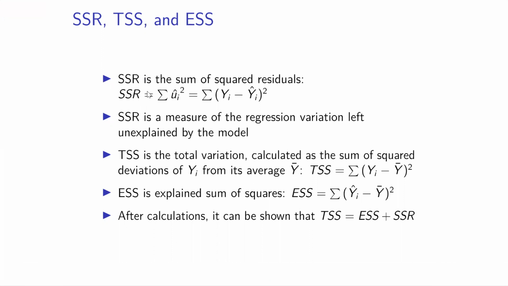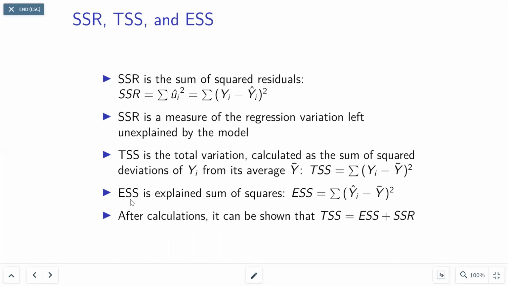SSR explains the amount of variation in y that is left in the residuals, or the amount of variation in y that is not captured by the model. The second measure is TSS, or the total sum of squares. TSS is defined as the sum of squared differences between y's and y bar. TSS explains the total amount of variation in the y variable.